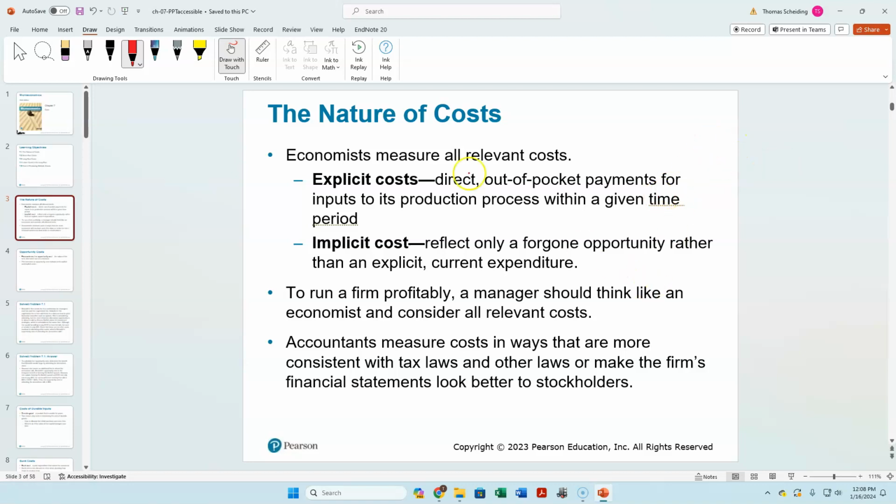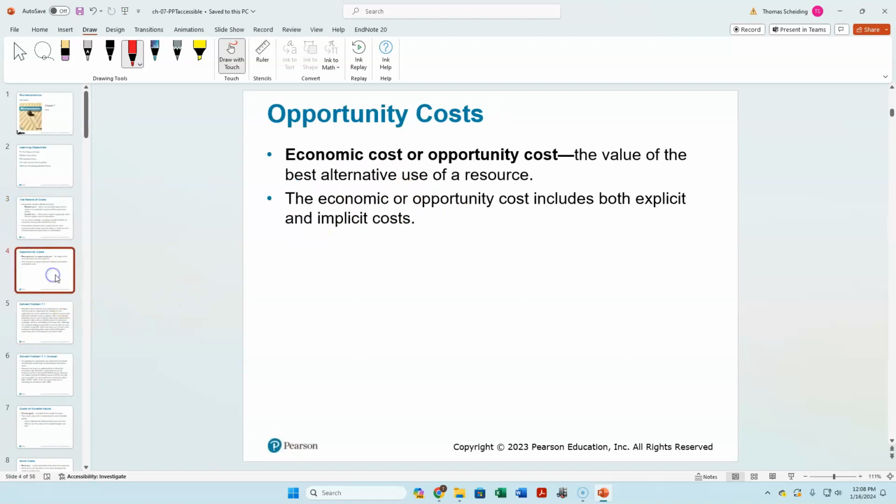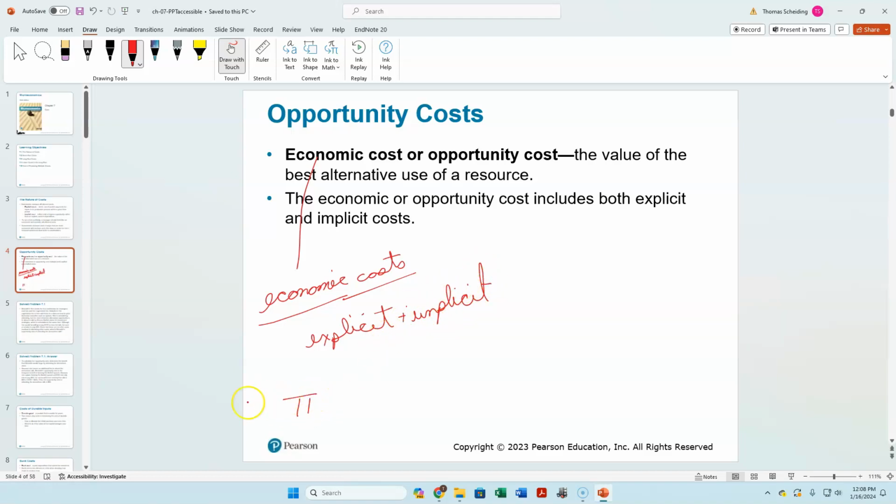Okay, so here we've got the difference between explicit costs and implicit costs. If we wanted to talk about economic costs in general, economic costs would be my explicit plus my implicit, which would mean that economic profit is going to equal my revenue minus my economic costs.